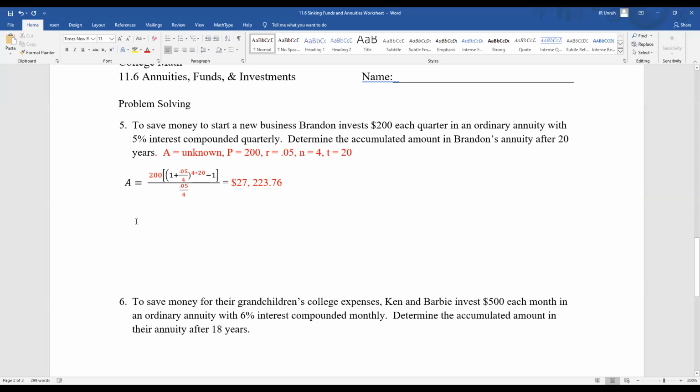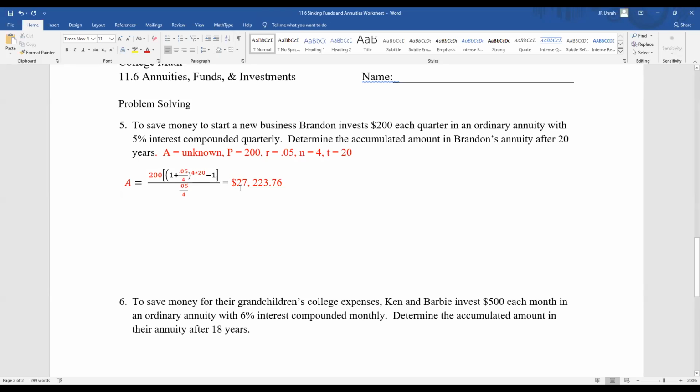Okay, so what I've done here for number 5 is I've got the formula that we use to solve for A. So A is equal to, 200 is the P, the principal amount that we're putting in quarterly. Our interest rate is 0.05 or 5%. It is compounding quarterly, so 4 is the N, 4 times 20, the N times the T. 20 is the number of years. In the denominator, you've got 0.05 over 4.